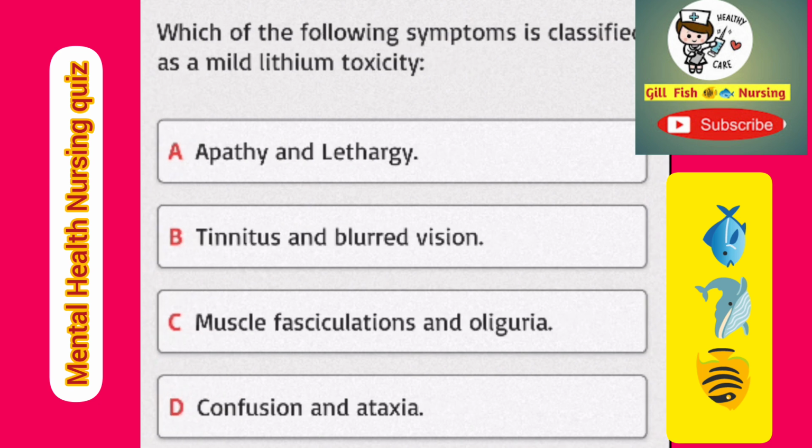Next question. Which of the following symptoms is classified as mild lithium toxicity? A, apathy and lethargy. B, tinnitus and blurred vision. C, muscle fasciculation and oliguria. D, confusion and ataxia. So what will be the correct answer for mild lithium toxicity? Most probably apathy and lethargy is the correct answer, along with some tremors and muscle weakness. So that is mild lithium toxicity. Okay, got it? Now we can move on to another question.